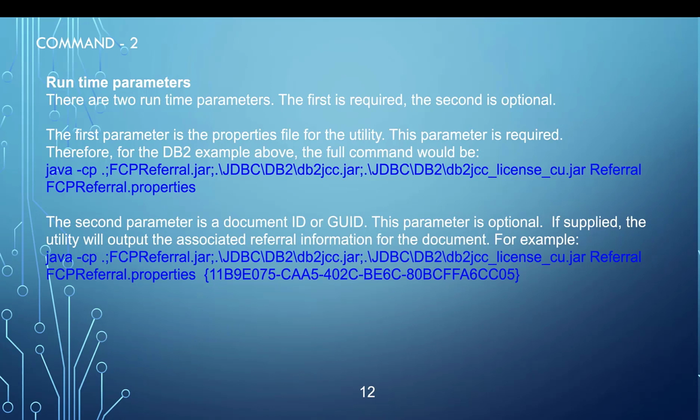There are two runtime parameters. One is the properties file name, and the other is the document IDs. If you use MyDocumentID.txt to include the document IDs, the runtime parameter will be the properties file. And if you will not use the MyDocumentID.txt file to include the document IDs, you can add the document ID at the end of the command after the properties file name.